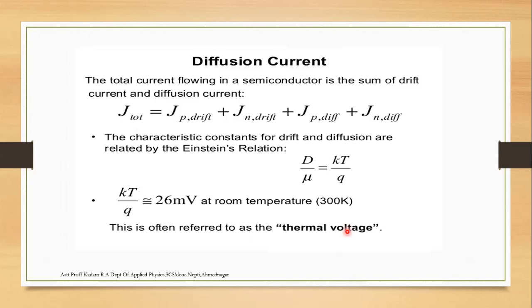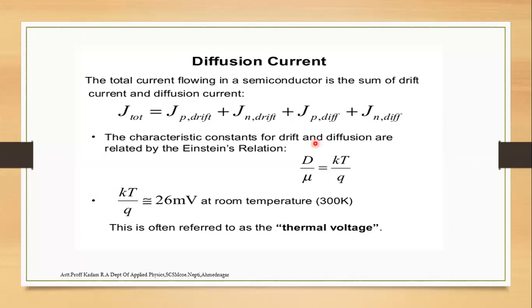Then the total current flowing through the semiconductor is the sum of the drift current and the diffusion current. So J total is equal to Jp drift plus Jn drift plus Jp diffusion plus Jn diffusion current. That is the total current flowing through the semiconductor.